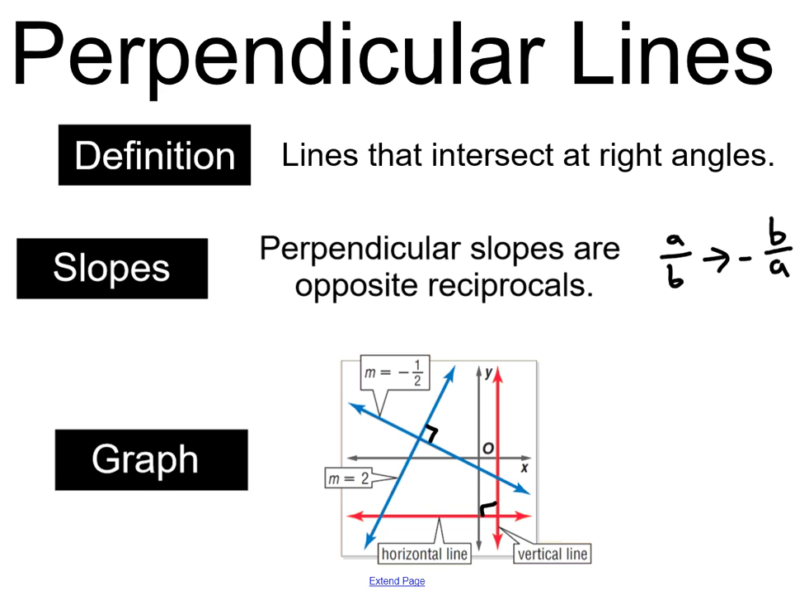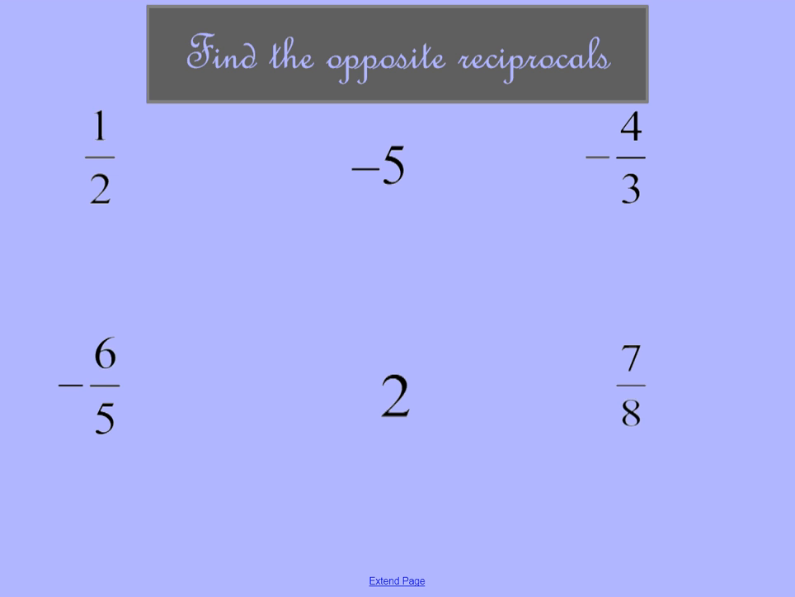So here it says to find the opposite reciprocal. So in this case, 1/2, that means it's a positive, so I make it a negative, and I make it 2 over 1. Now 2 over 1 can actually be simplified to just 2, so it's going to be -2 is our slope.